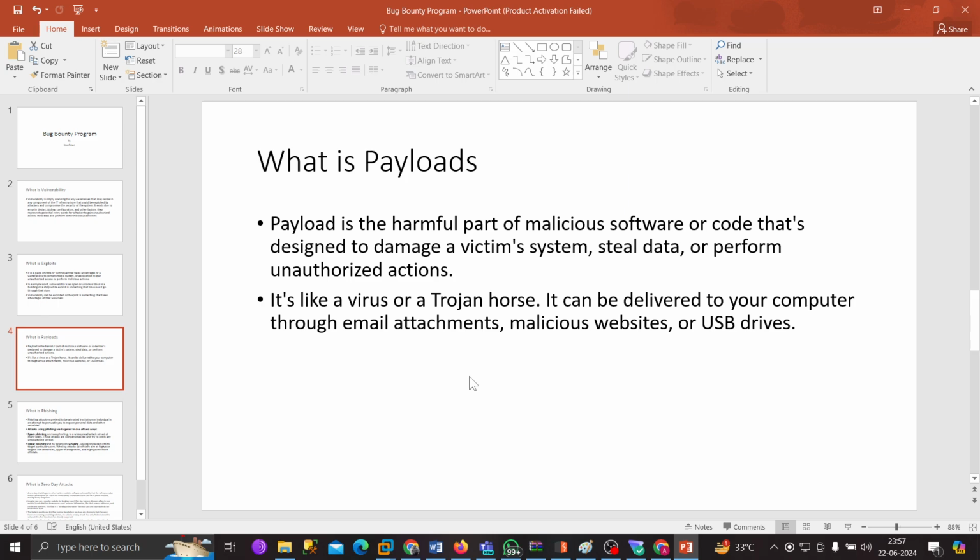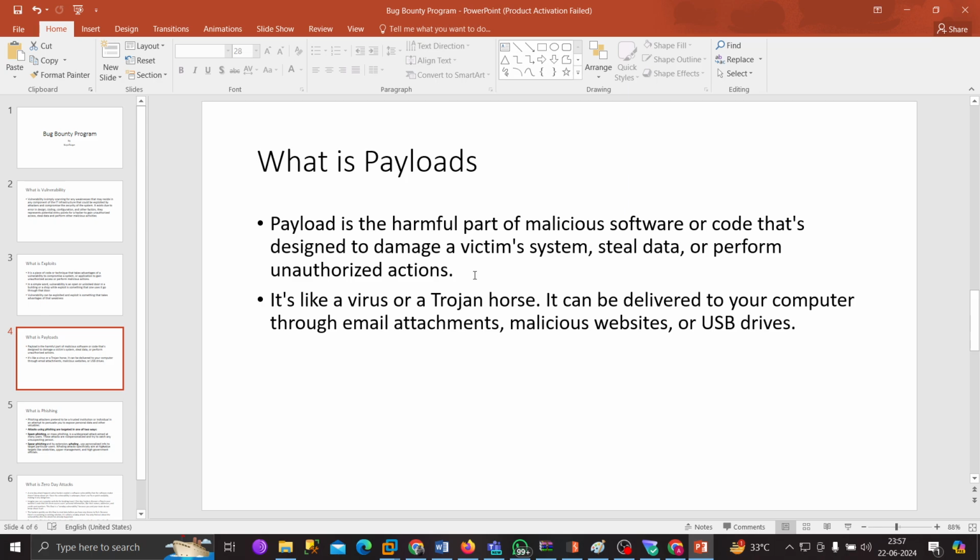Now there is something called payloads, okay? You will hear this term quite often, actually very often, when you perform SQL injection, XSS, HTML injection, or anything, right? You will hear about it. So what do you mean by payload? Payload is simply the harmful part of malicious software, or a piece of code that's designed to damage the victim's system, steal data, perform unauthorized actions, or carry out any kind of attack.